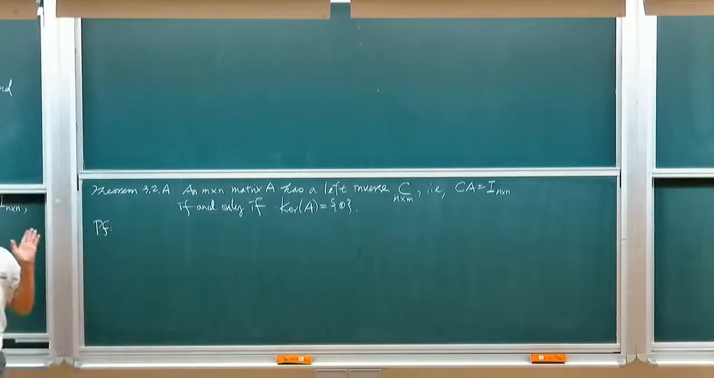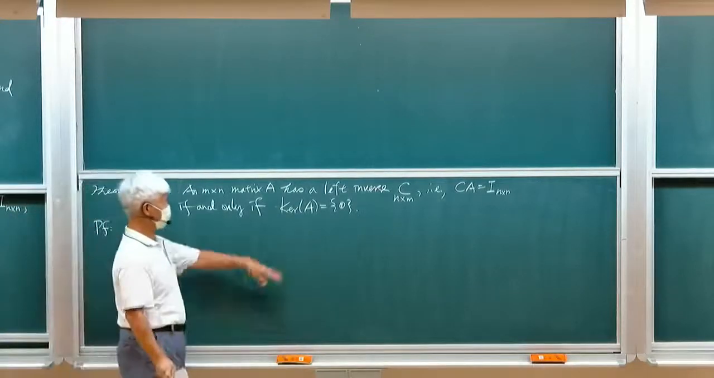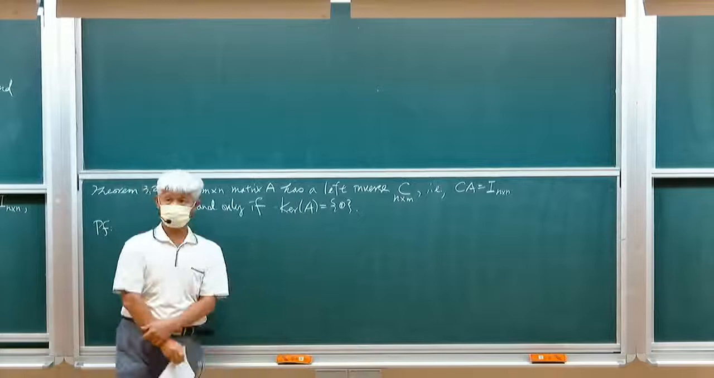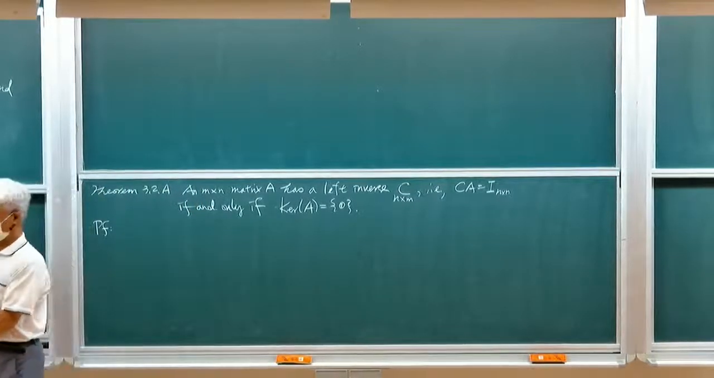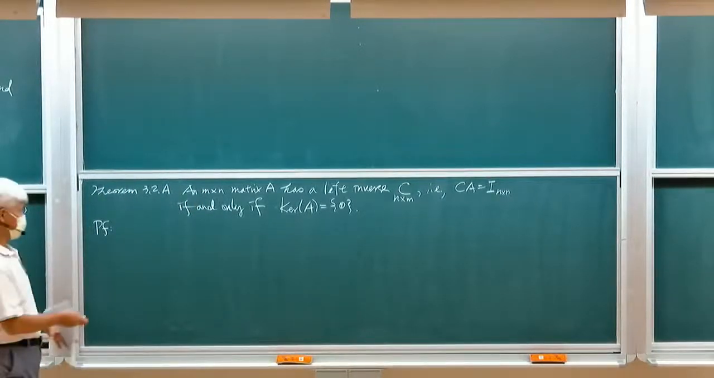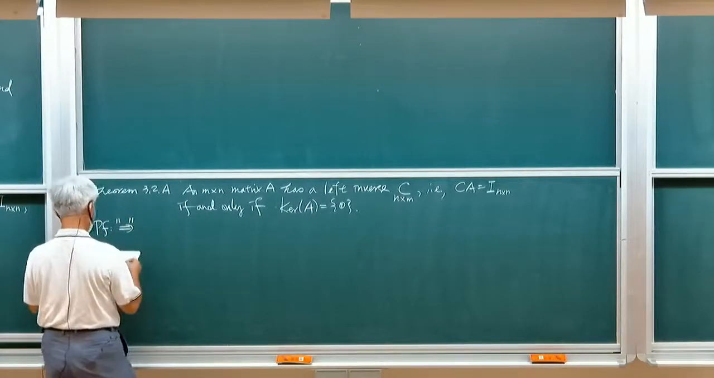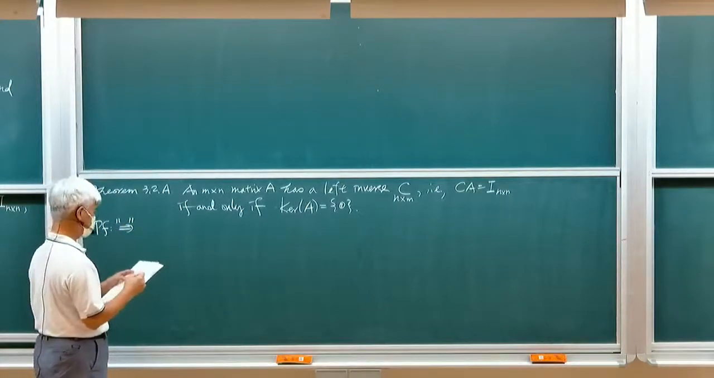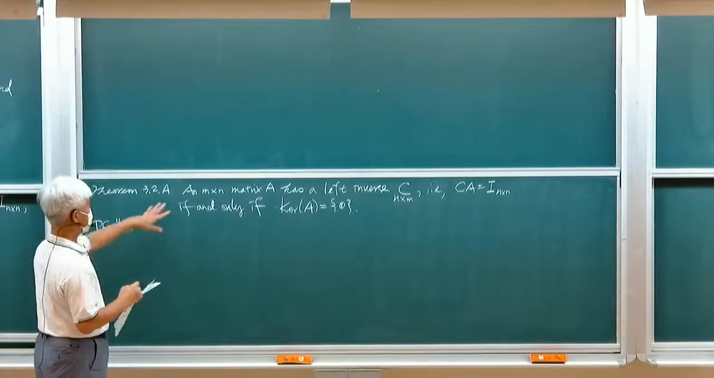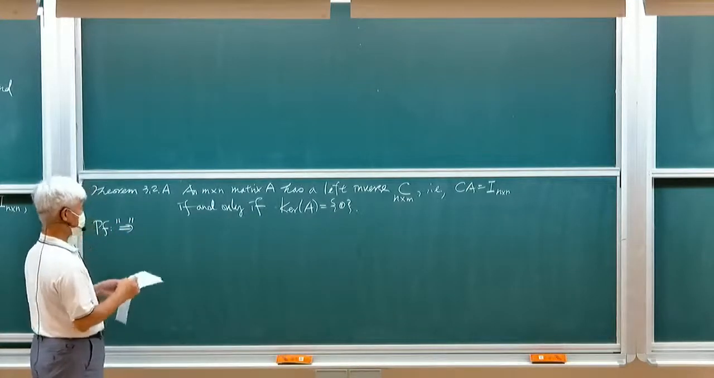Okay, so this necessary and sufficient condition is very simple: if we know that the kernel of A is trivial, then the matrix A has a left inverse. So let's go into the forward direction. Suppose that the matrix A has a left inverse.